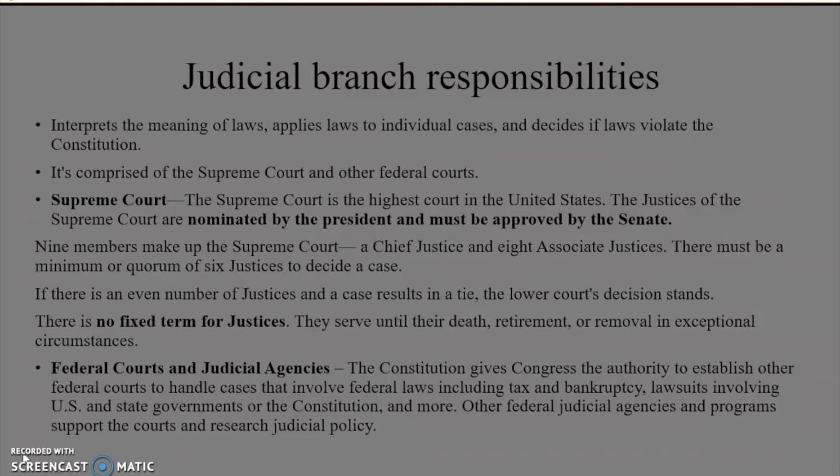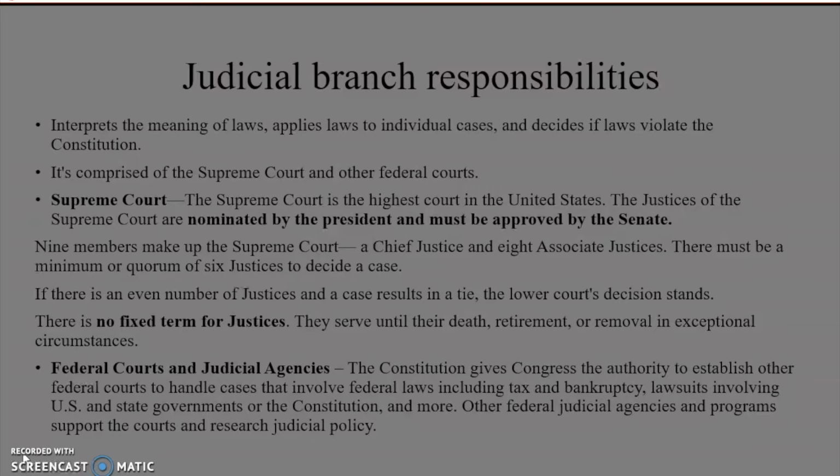9 members make up the Supreme Court: a Chief Justice and 8 Associate Justices. There must be a minimum or quorum of 6 justices to decide a case. If there is an even number of justices and a case results in a tie, the lower court's decision stands. There is no fixed term for justices. They serve until their death, retirement, or removal in exceptional circumstances.